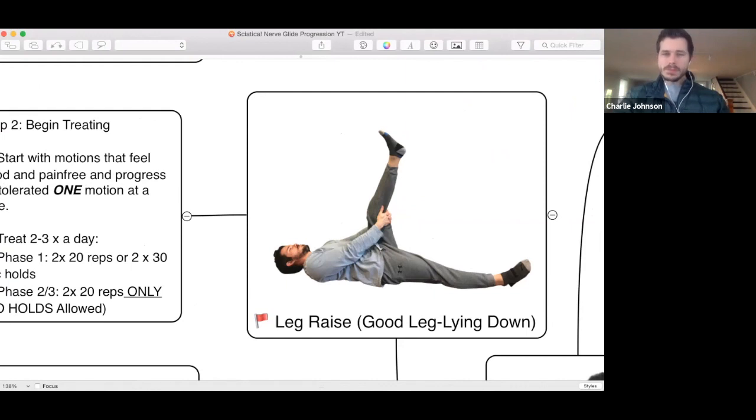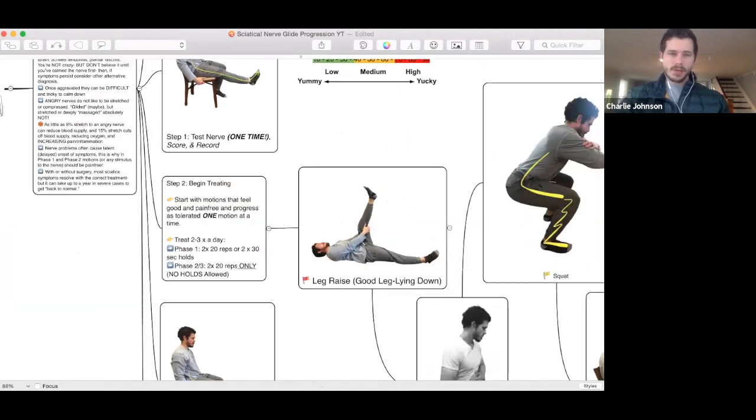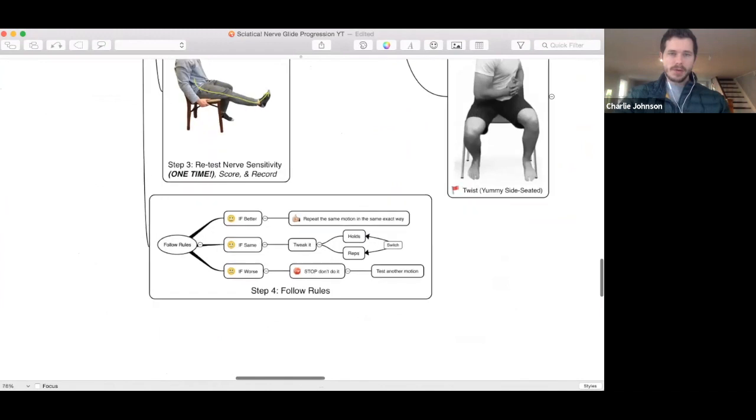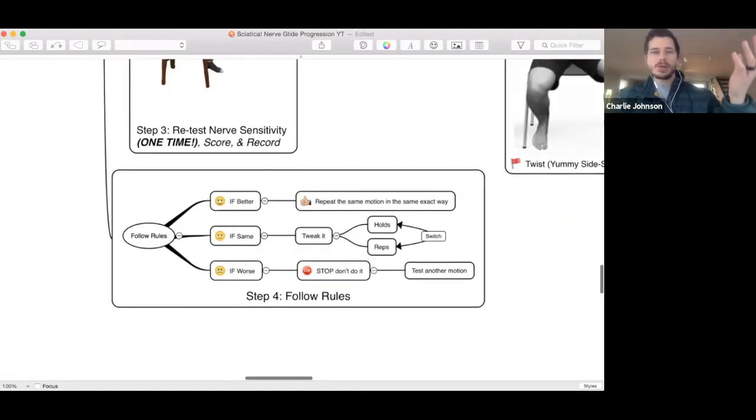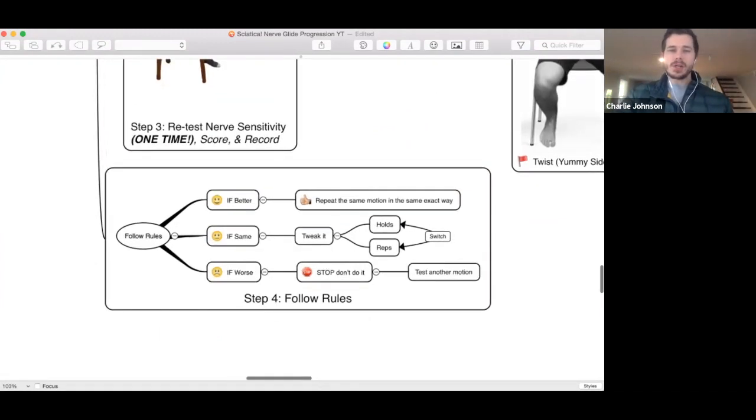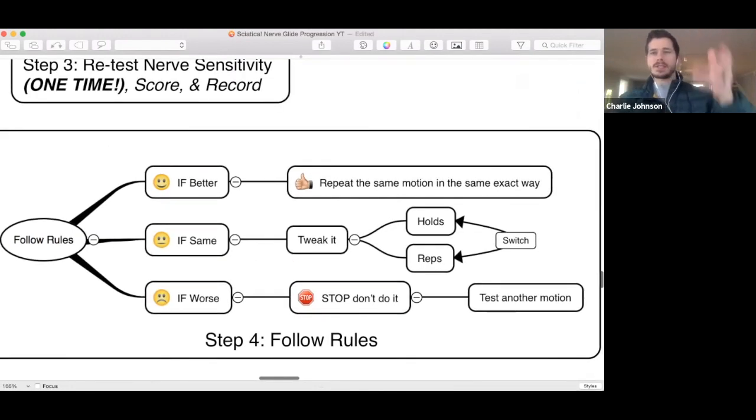Now, look, if it's better, we have to go back and follow the rules. If it's better, then keep going with that. Seems to be helping you. If it's the same, you say, Charlie, I tried that leg raise on the good side and didn't do anything, and I did the reps 2 times 20. Then I'm going to say, hey, no big deal. Just go ahead and switch it to holds. Or if you started with holds, 2 times 30 seconds, go to reps. So just change it up a little bit and make sure that that motion is something that's not going to work for you. And then again, wait 24 hours, retest it. Same but or worse, go back to the rules. If it's still the same, then you can go to another motion.